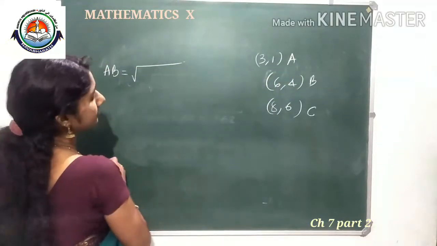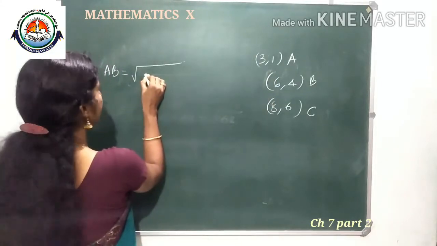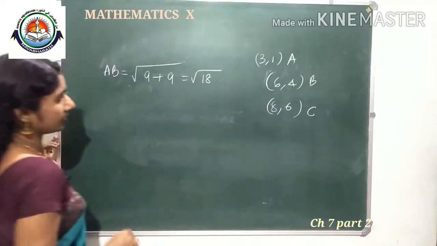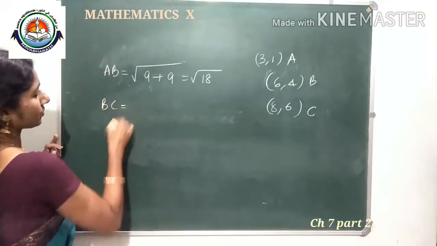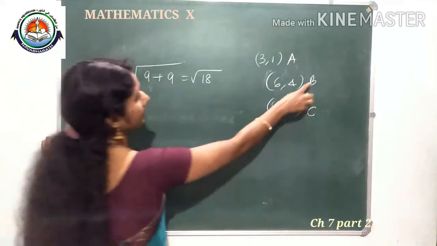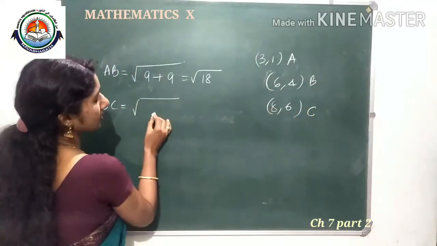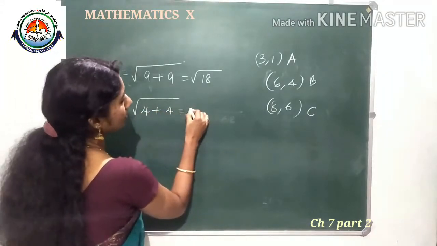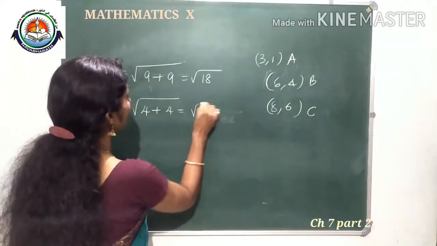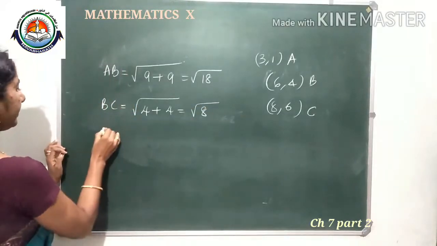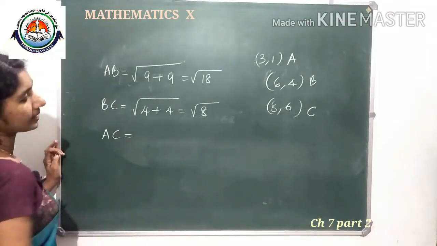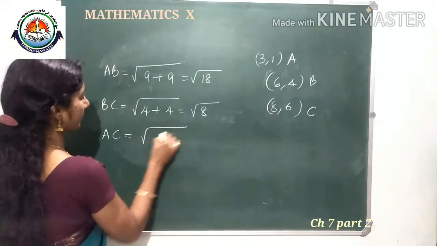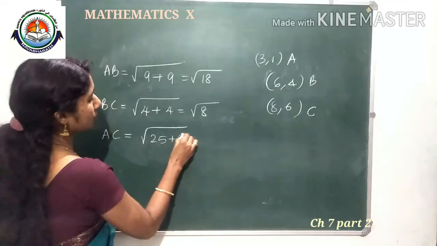It's equal to root of (3 minus 6) square, 9, plus again 3 square, 9. So it is equal to root 18. Then BC length we are finding. BC equal to root of 2 square 4 plus again 2 square 4, equal to root 8. Then the next one, AC, equal to root of 5 square, that is 25, plus again 25.